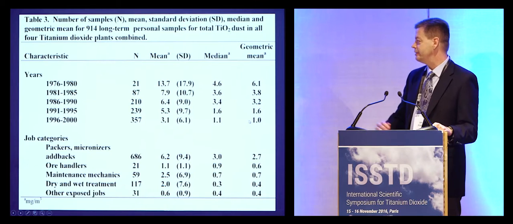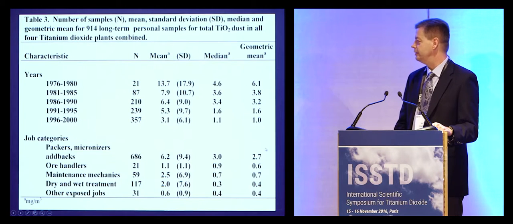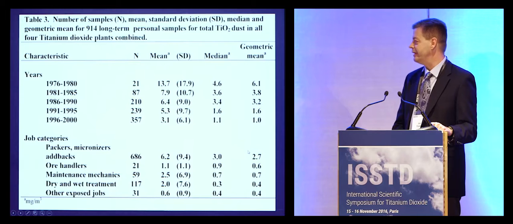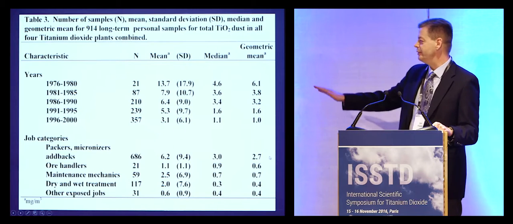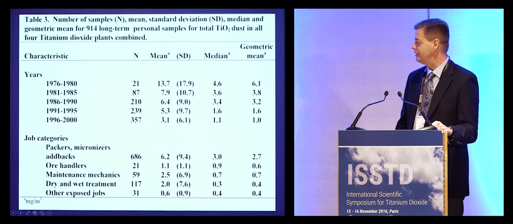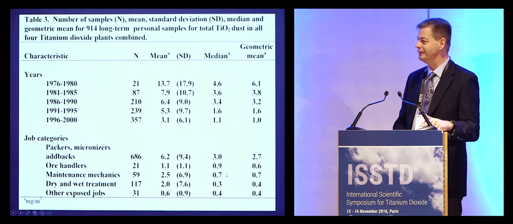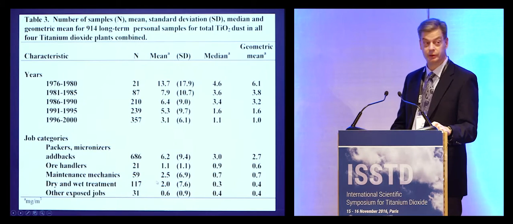For the job categories, you did see a differentiation by job title in titanium dioxide exposures. So the packers, the micronizers, and add-backs, rework people had the highest levels of exposure. There were also the maintenance mechanics. Those were the guys, if the pipes or other processes were clogged, they went in and titanium dioxide would come out when they were fixing the problems. So those were the highest level exposed jobs.